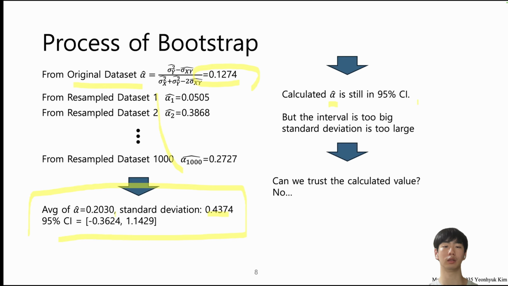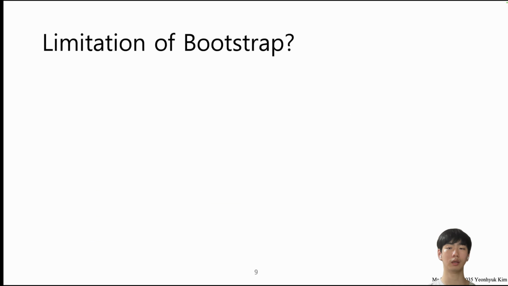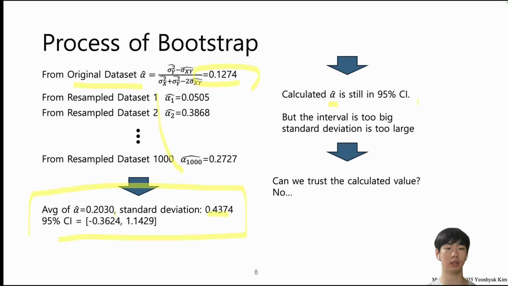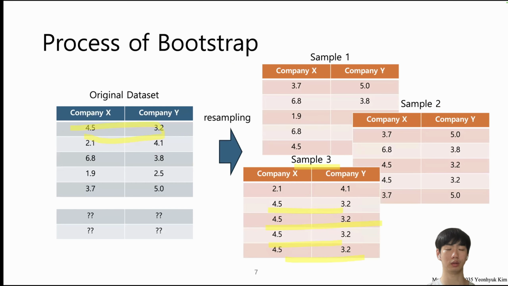Then, last question. Can we trust the calculated value? No. These are the processes of the bootstrap, and it enables us to do this kind of data-driven decision making. All right, then is there any limitation of Bootstrap? I already said there is a huge error in this method.